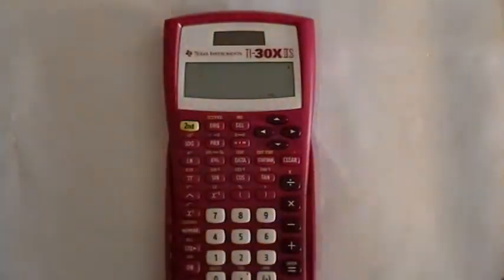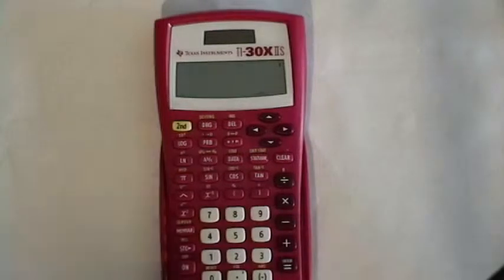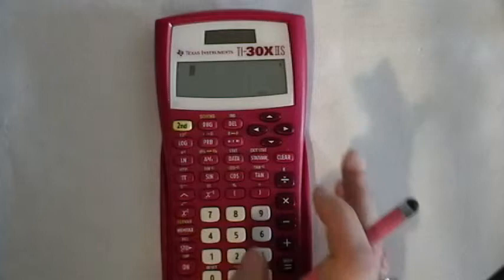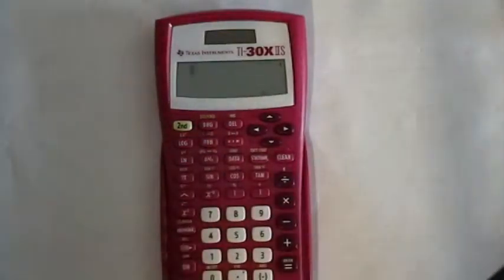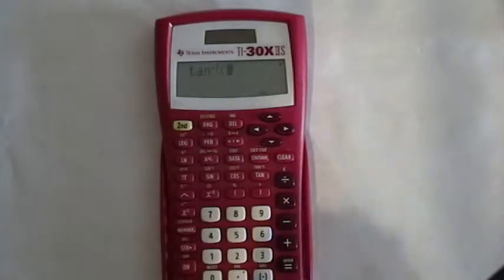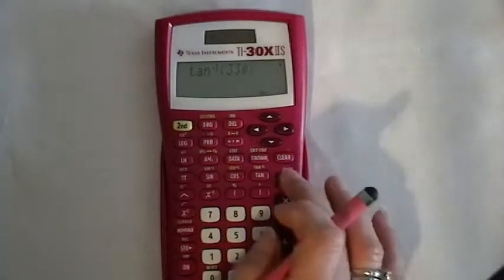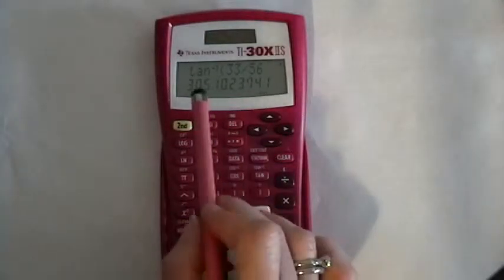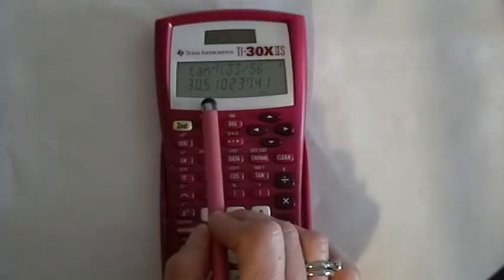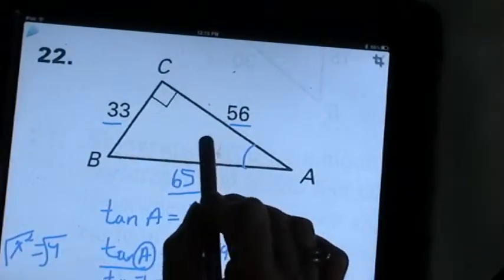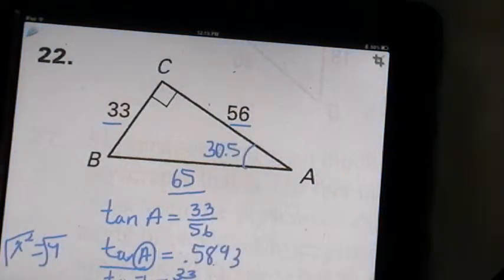Okay, to run this on a Texas Instruments calculator, we're going to say tangent -1. We're going to do it just right in straight order. So second function, tangent, which is tangent -1. Don't put in tangent and then -1. Okay, and then we're going to do 33 divided by 56 equals. And it gives us the angle measurement, which is 30.5. And we're going to do that to the nearest 10. Always to the nearest 10 on these sides and angles.